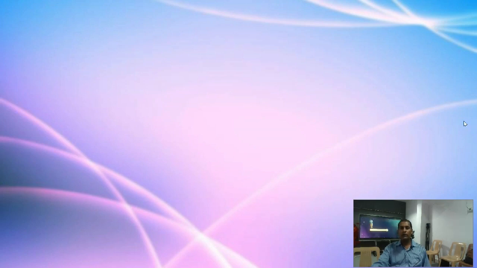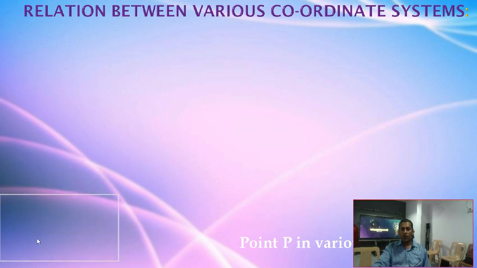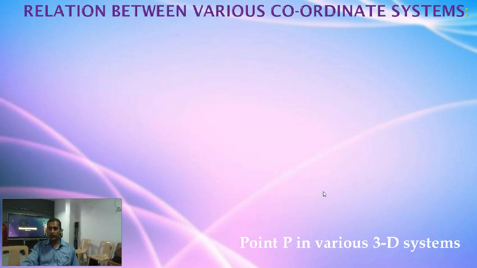So here we will begin with the relation between various coordinate systems. We have studied three types of coordinate systems: cylindrical, spherical, and Cartesian. And frequently we need to convert a point from one type of coordinate system to another type of coordinate system.